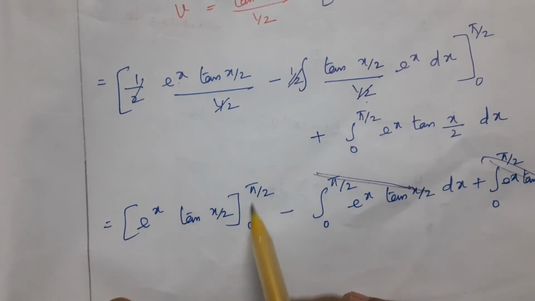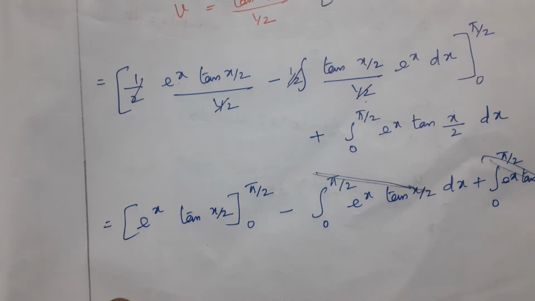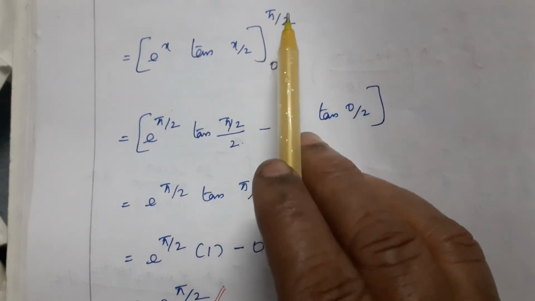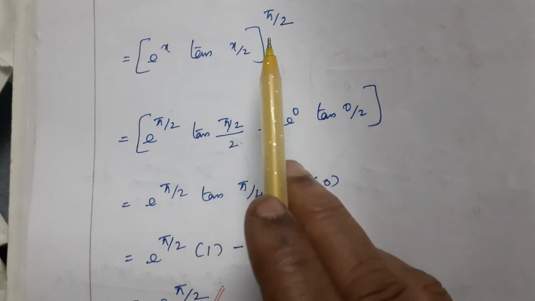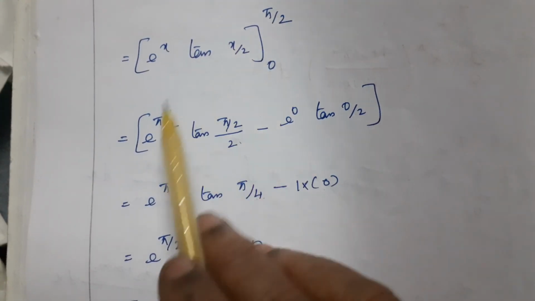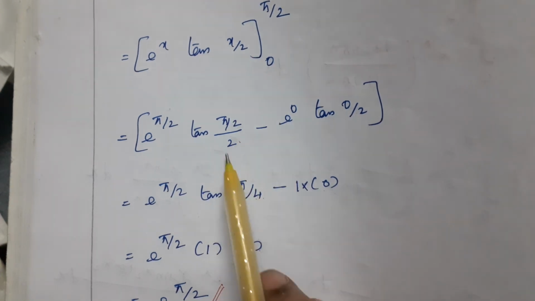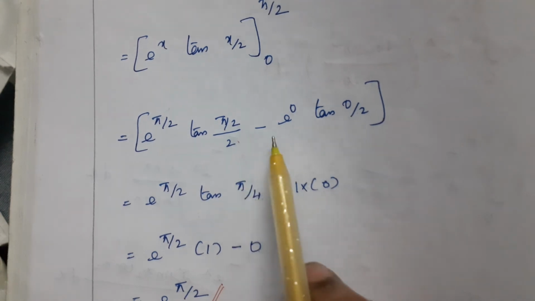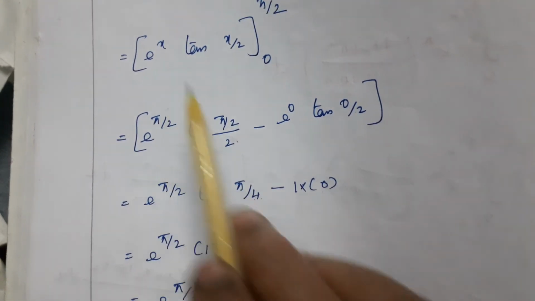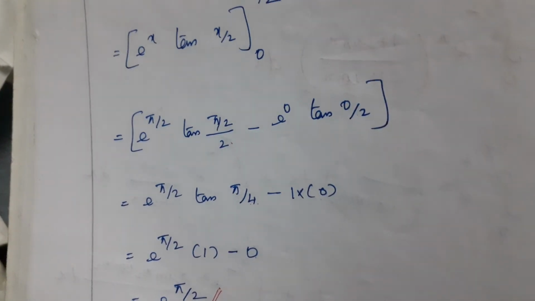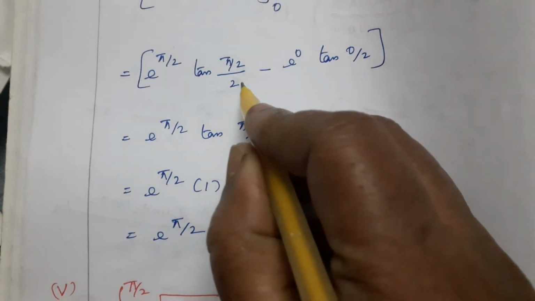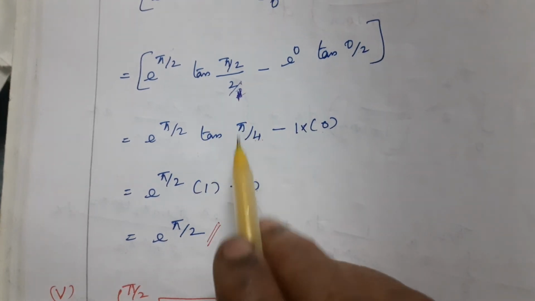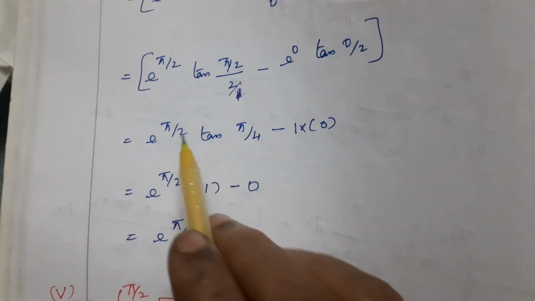Now we are going to apply the limit for the upper limit as well as the lower limit. What is our upper limit? e power, instead of x you substitute pi by 2: e power pi by 2 tan of pi by 2 by 2, minus, for the lower limit, instead of x you substitute 0: e power 0 tan 0 by 2. Next, pi by 2 divided by 2, taking the reciprocal of 2 by 1 becomes 1 by 2, we get pi by 4. So e power pi by 2 tan pi by 4.